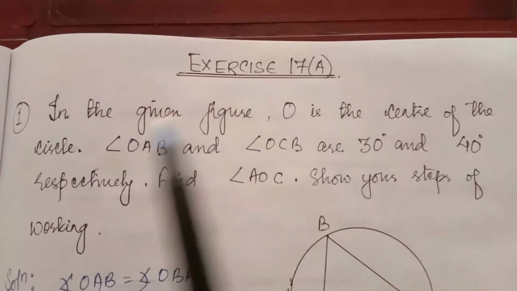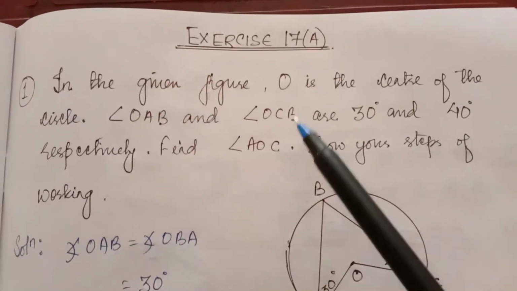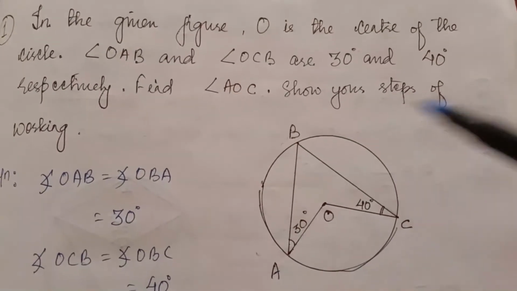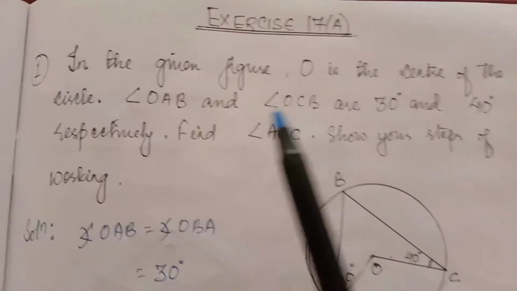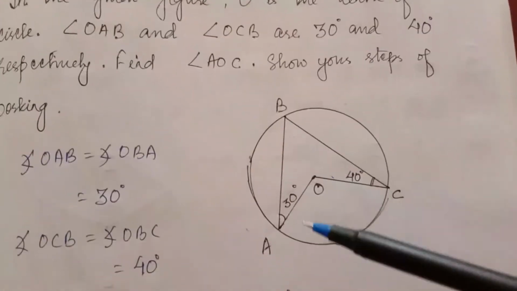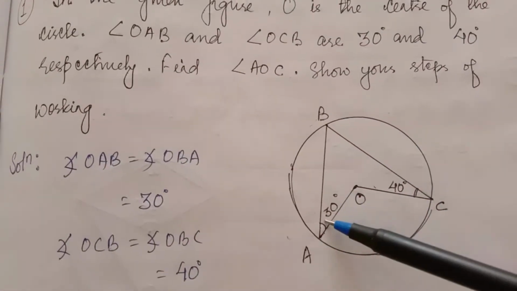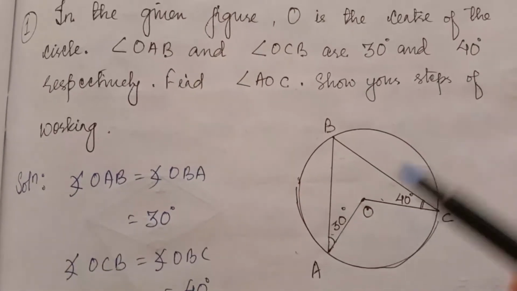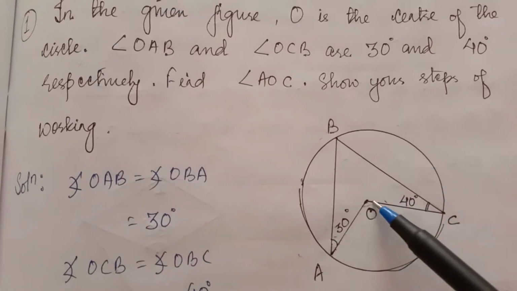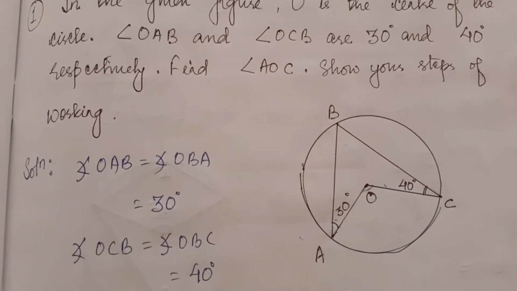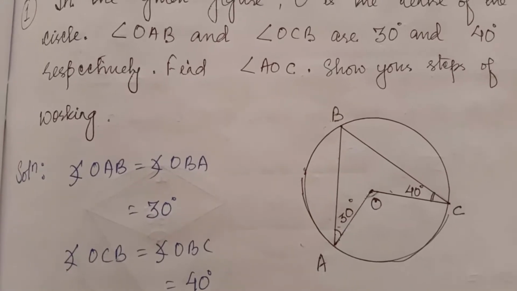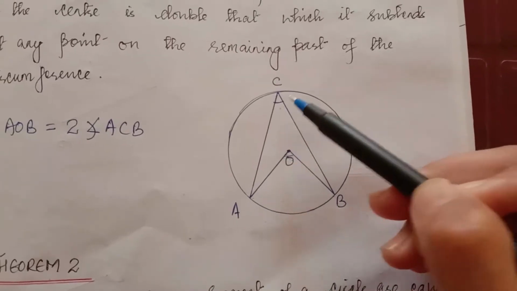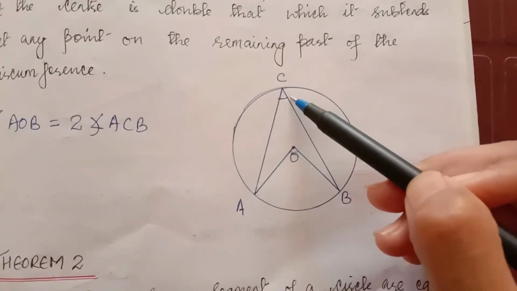So exercise 17A is: in the given figure, O is the center of the circle. So this is a diagram, it is already given in the question. O is the center of a circle, and angle OAB, this angle, is given as 30 degrees, and OCB, this angle, is given as 40 degrees. We have to find angle AOC, that means we have to find the angle at the center. So according to the first theorem, the angle at the center is double that at the circumference. So we need to find this angle first.